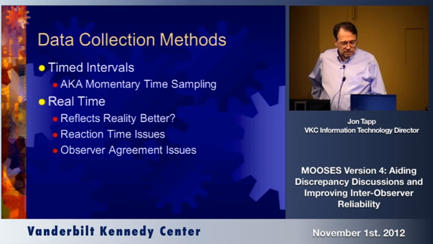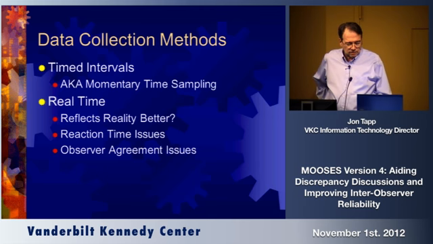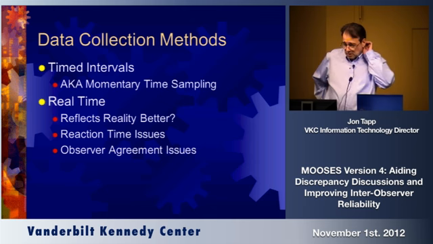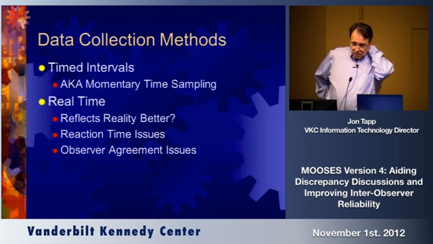This system can handle momentary time sampling or interval systems, timed intervals, partial intervals. You can collect data that way. You can also collect data when it happens: you hit a code, and it marks the exact time when it happens. I call that real-time data, or timed event data is Paul's term.